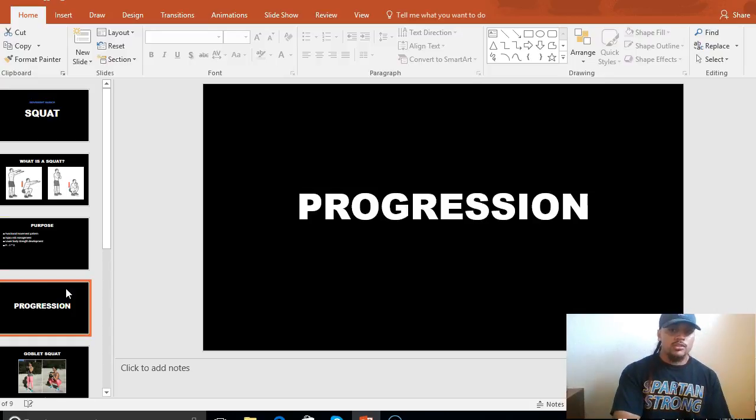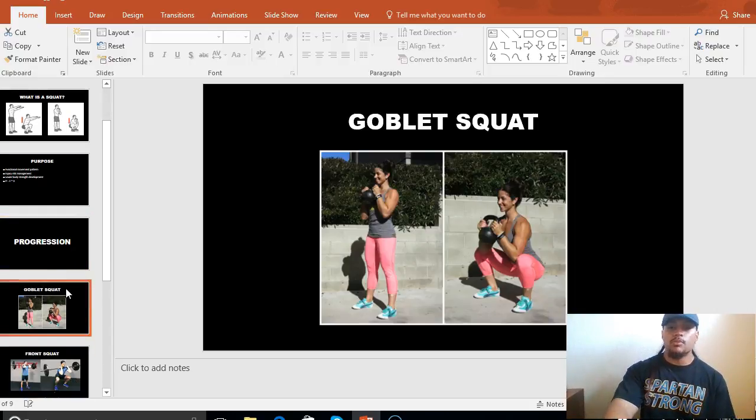Progressions for a squat. Typically, we go from a goblet squat to a front squat to a back squat. So a few key points we'll talk about in this goblet squat. As you can see in the picture, she's just holding the kettlebell out in front of her chest. What I want you to focus on, the feet should be about shoulder width apart. When you come down into the goblet squat, the elbows should be inside the knees, right?